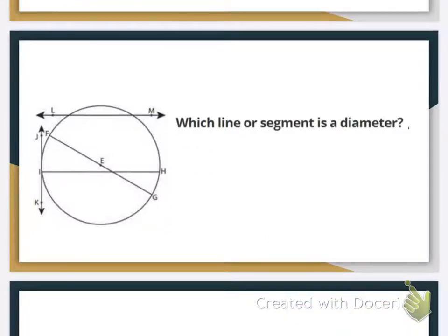Okay, which line or segment is the diameter? Remember, the diameter is a chord whose endpoints are on the circle, and it runs through the center. We know the center is E, so it'd be FG or GF. Either one is acceptable.